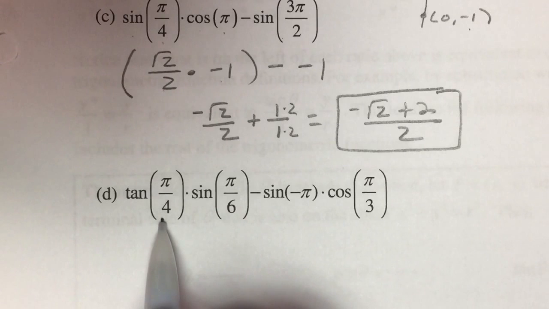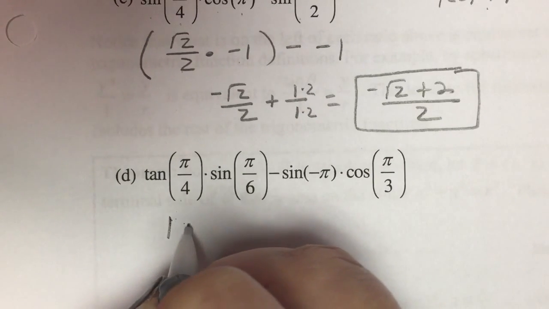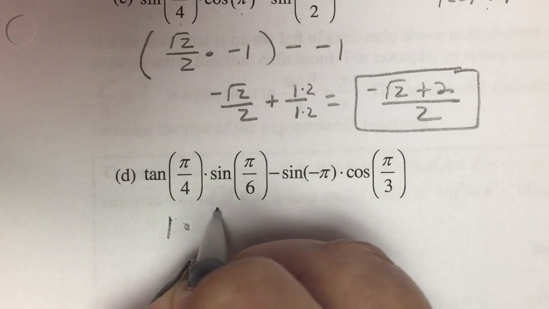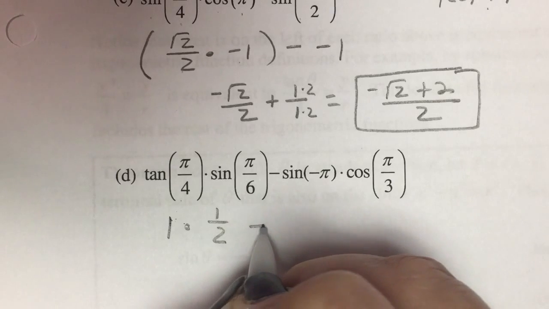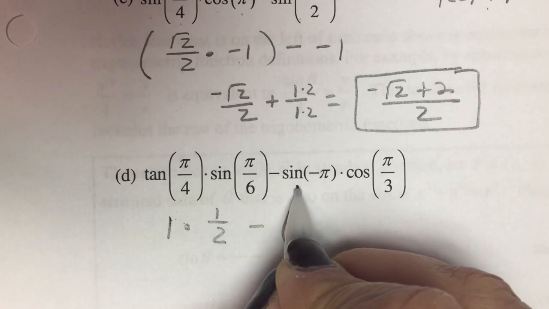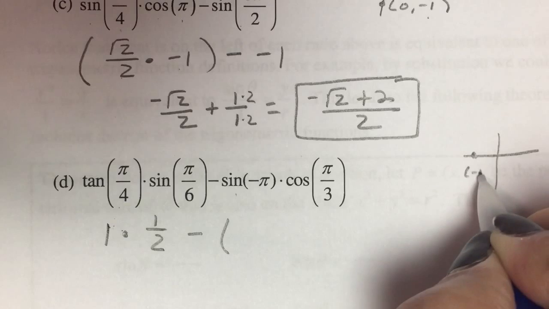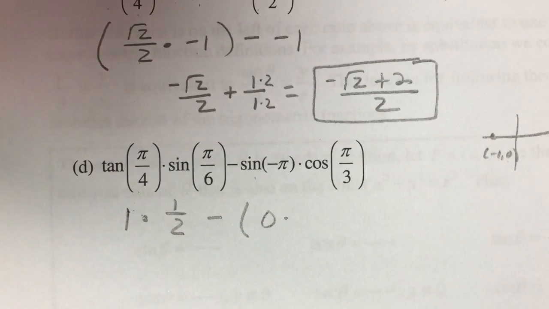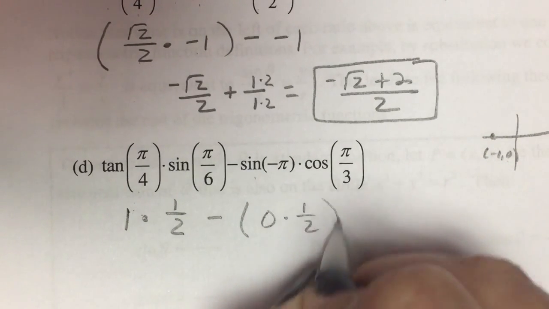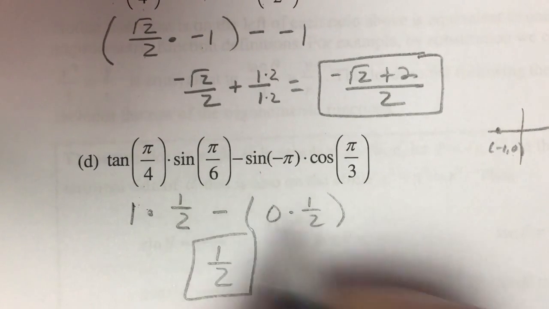All right, the tangent of pi fourths, well, remember that's √2 over 2 over √2 over 2. The tangent of pi fourths is 1. Times the sine of pi sixths is 1/2. And I'm getting these because I know my unit circle. You guys have to work on that. Minus the sine of negative pi. Well, negative pi is over here at -1, 0, and the sine is 0, times the cosine of pi thirds is 1/2. So when all is said and done, this is just 1/2.